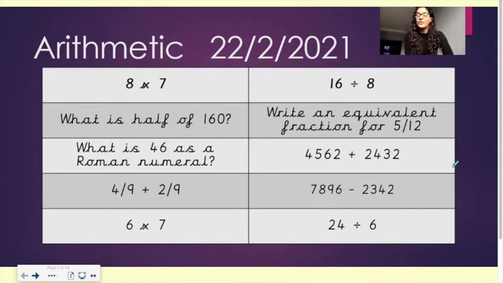4,562 plus 2,432. 7,896 take away 2,342. 24 divided by 6.